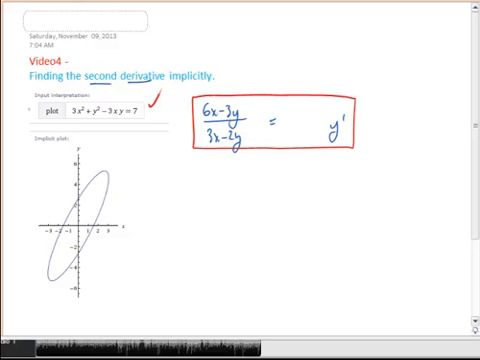And we started off with an implicit equation for an ellipse in the last video. And now our goal is, what if we're asked to find the second derivative of this function? Well, in order to get to the second derivative, you would have to use implicit differentiation. In this case, we've already found the first derivative, so we would carry on and take the second derivative.